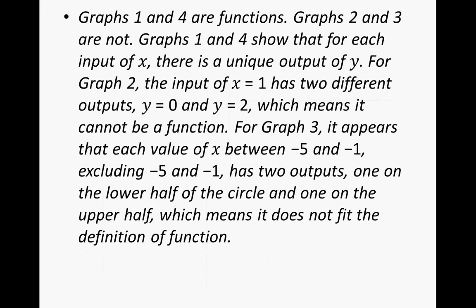Okay, graphs 1 and 4 are functions, graph 2 and 3 are not. Graphs 1 and 4 show that for each input of x there is a unique output of y. For graph 2, the input of x equals 1 has 2 different outputs, y equals 0 and y equals 2, which means that it cannot be a function. For graph 3, it appears that each value of x between -5 and -1, excluding -5 and -1, has 2 outputs, one on the lower half of the circle and 1 on the upper half, which means it does not fit the definition of a function.